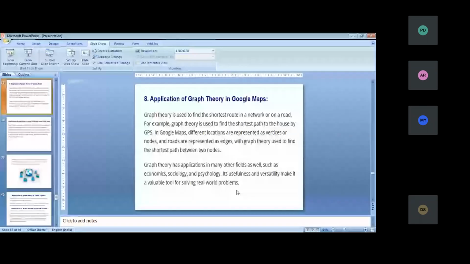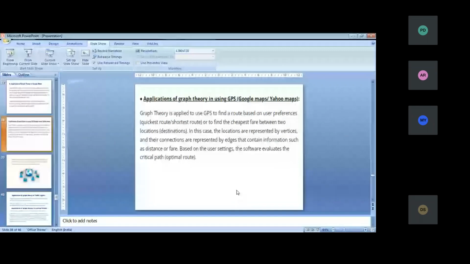How are we using GPS to find the route based on user preferences, that is, the shortest route? Suppose we are using Google Maps, you see "where to", and you'll have many routes to reach the place, but we choose only the shortest distance. For that we use graph theory to find the cheapest fare between two locations. The locations are represented by vertices and the connections by edges that contain information such as the distance and fare. Based on the user setting, the software evaluates the critical path, that is, the optimal route. This helps us know the timing to reach the place or the cost of the fare, which will be reduced.